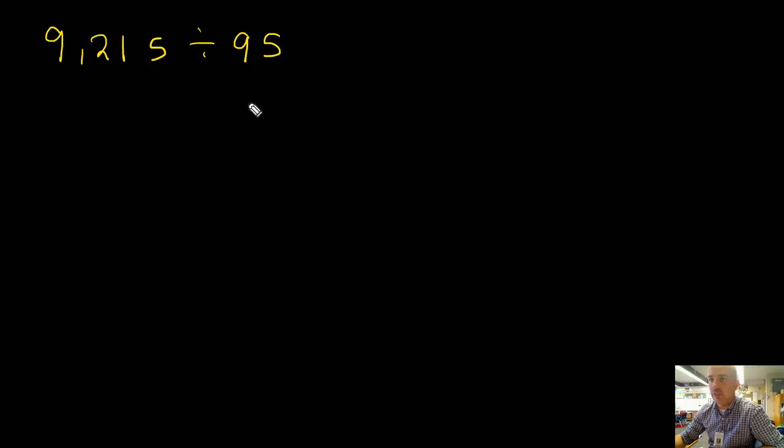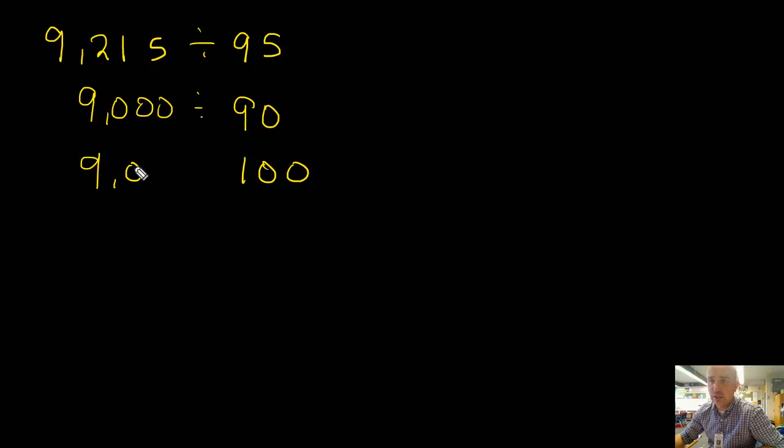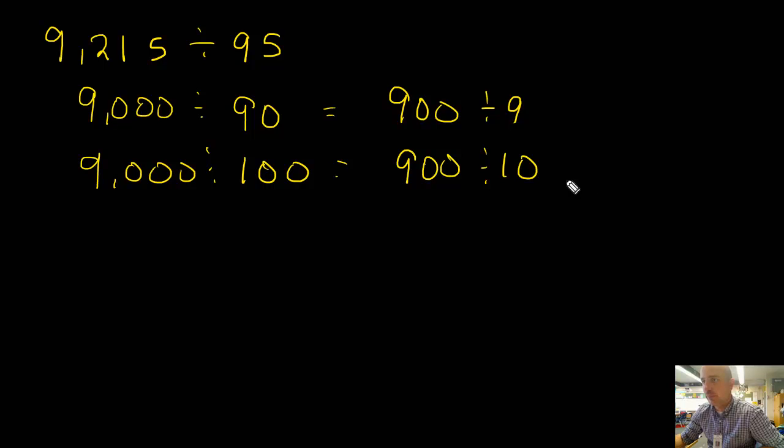But what I want to do is take a look at if we went down to 90, we would do this one. We would round this one down to 9,000 and go for it. And if I rounded up, I would round up to 100, and I would still do 9,000 because it would be the easiest. And if I were to simplify that slightly, I would get 900 and divide that by 9, and I would get 900, and I would divide that by 10.